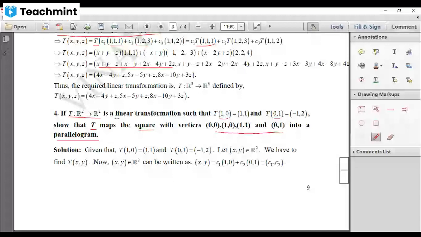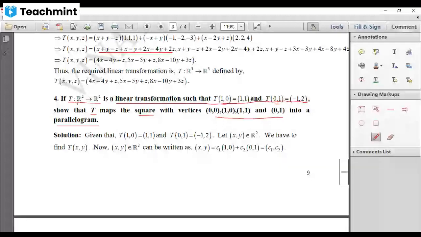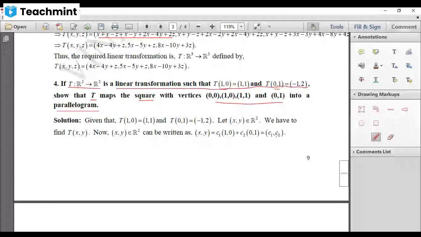But first, we need to find the linear transformation. That means we need to obtain the general image using this. As usual, because your domain is R square, any element of R square will be of the form ordered pair x comma y. So let me take ordered pair x comma y as any element in R square. Let us write this one as C1 into image of 1, 0 plus C2 into image of 0, 1. Now, if you multiply and add, you'll get C1 into 1 plus C2 into 0 is C1. C1 into 0 plus C2 into 1 is C2.